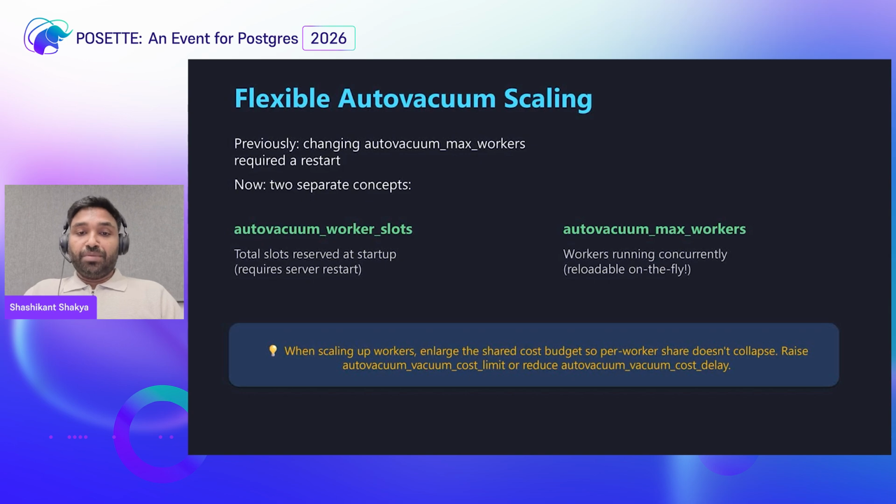The only thing you need to keep in mind while you're scaling and descaling the workers is that all of these workers share the same cost limit and delays. So in case you are making any adjustment to the max workers, you also need to scale the cost limit. If you are scaling higher, you need to also adjust the cost limit so that each worker gets a specific cost, and so it can do its work efficiently. Else, if you just keep increasing the workers without making any changes to the cost limits, it's going to slow down the existing workers, and overall vacuum activity on the tables will be slowed down.